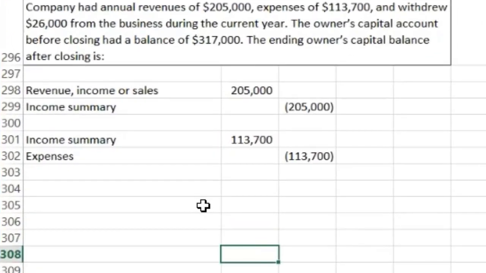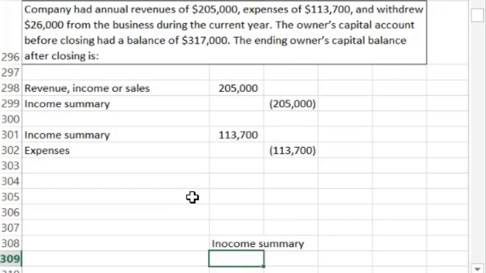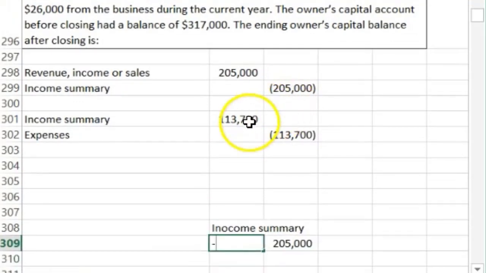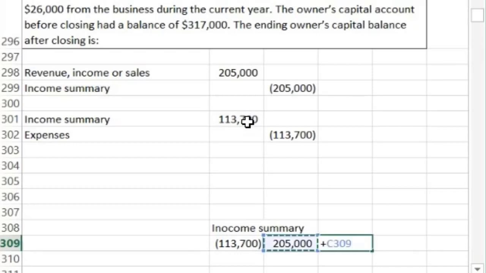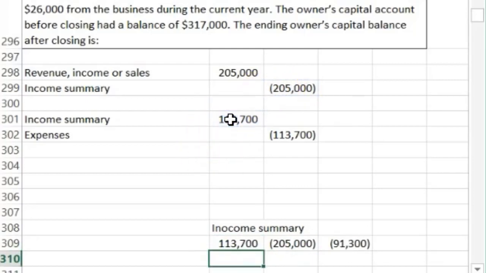If we think about the income summary account as a T account, where the debits are on the left and credits are on the right, what have we done? We've credited it by this amount, and then we debited it by this amount. So we have a balance in there of the credits minus the debits. That means the credits are winning now by 91.3. That 91.3 is net income, because all the revenue and all the expenses are now in the income summary. So this is our T account here, our general ledger account.